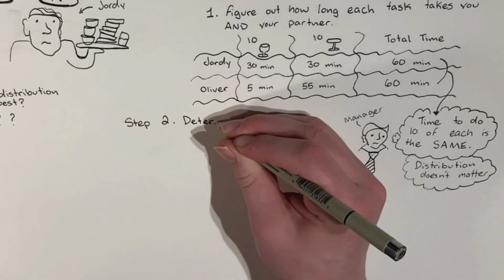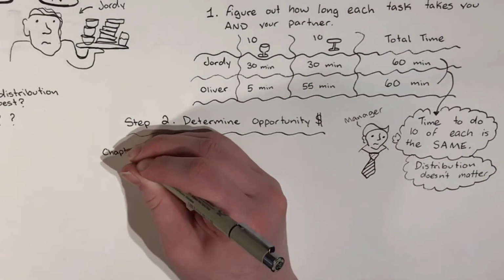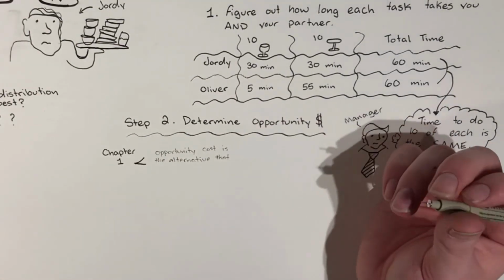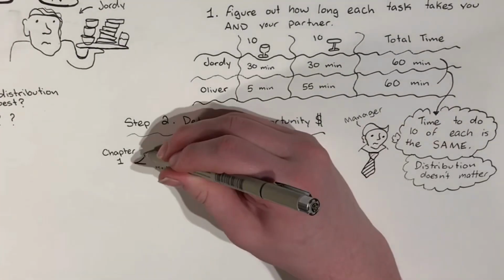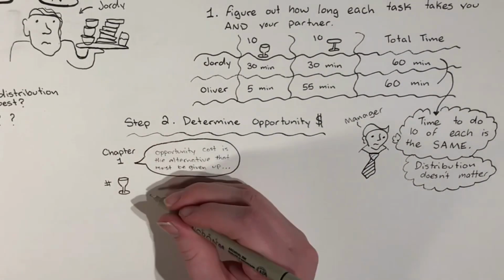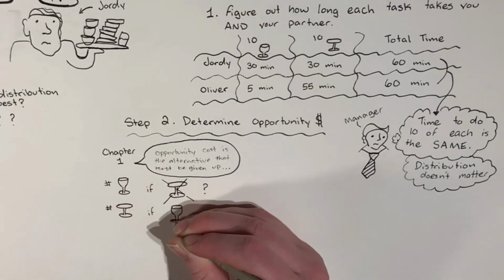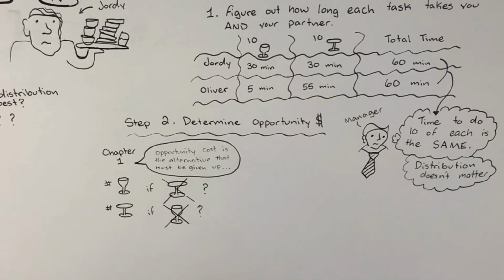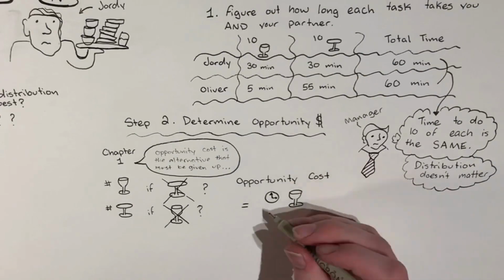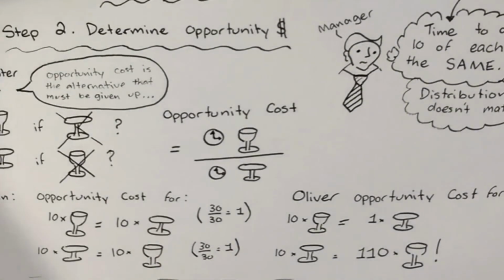Step 2 is to determine the opportunity cost of each of the tasks for both people. Opportunity cost is an alternative that must be given up to complete an activity. We already learned about this in Chapter 1. To measure opportunity cost in this example, we need to see how many wine glasses I could have cleaned in the time that I cleared my tables, and vice versa. We also need to determine this for Oliver. We measure opportunity cost by dividing the amount of time it takes to complete an activity by the hours it takes to complete its alternative.